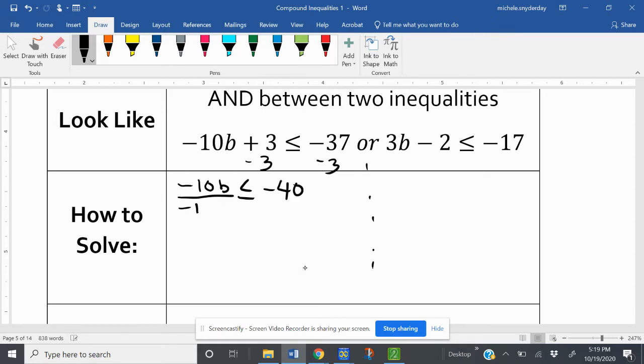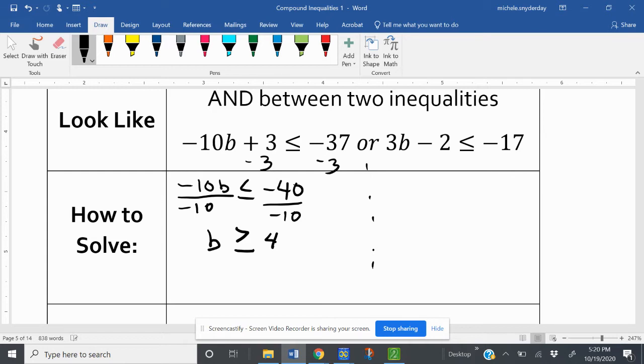Divide by a negative 10. Divide by a negative 10. Remember, when you divide by a negative number, you change the direction of the inequality. Negative 10 divided by negative 10 is just 1b. Negative 40 divided by negative 10 is a positive 4.